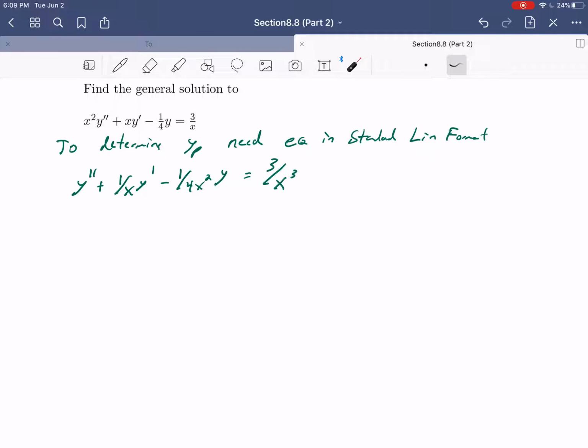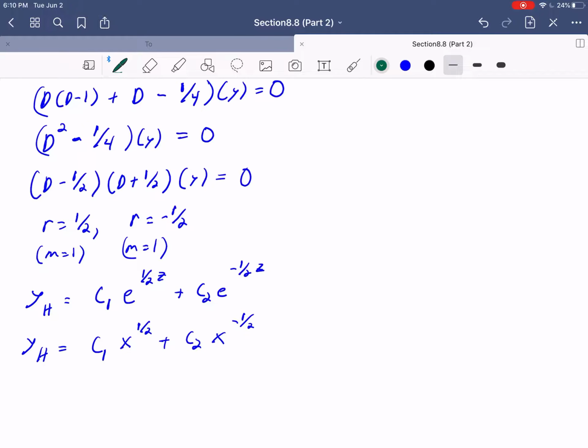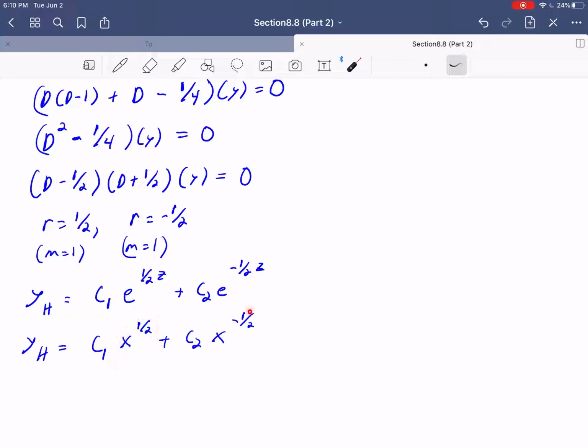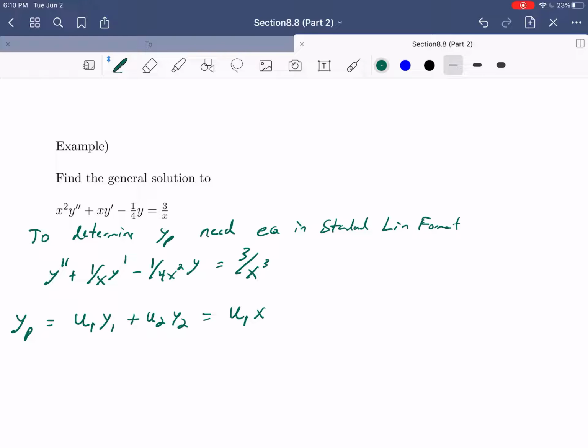Okay, so now what do we know? We know that that y particular is going to be of the form u1 y1 plus u2 y2, which means it's going to be of the form u1 y1, where we determined y1 would be x to the 1/2, y2 x to the negative 1/2. So it would be u1 x to the 1/2 plus u2 x to the negative 1/2.